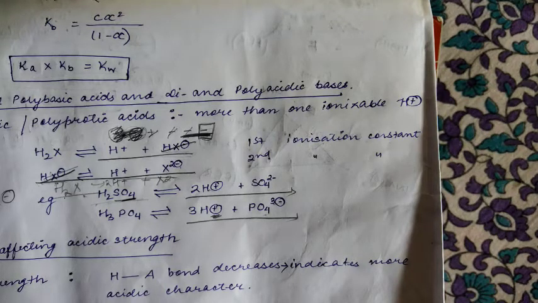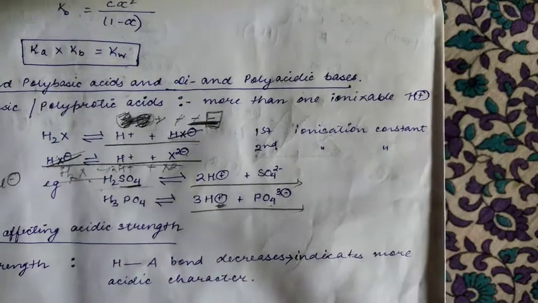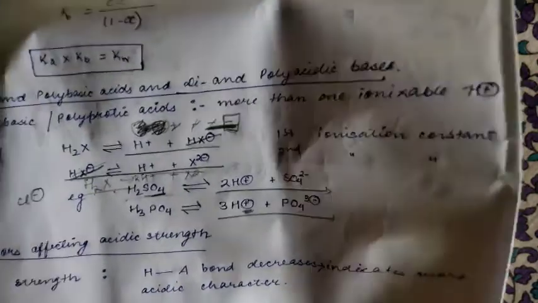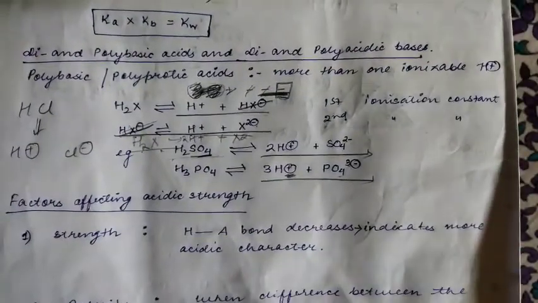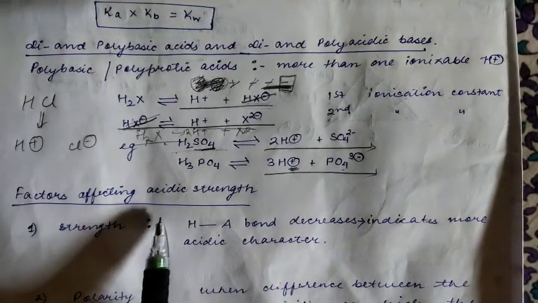The first time you take out is known as the first ionization, the second one is known as the second, and third step is for the third ionization constant. Okay, now let us go to the last topic here, that is the factors affecting acidic strength.